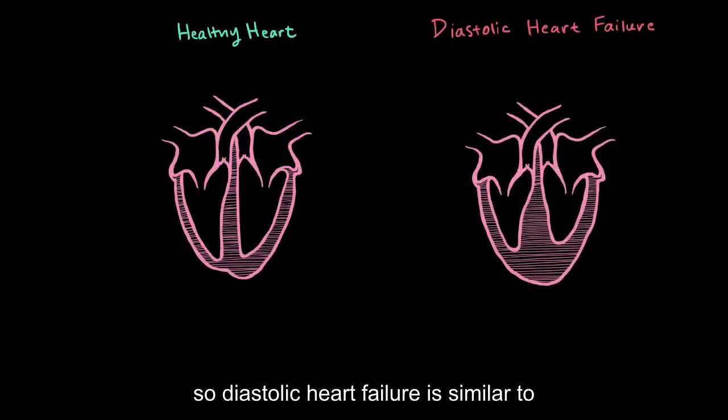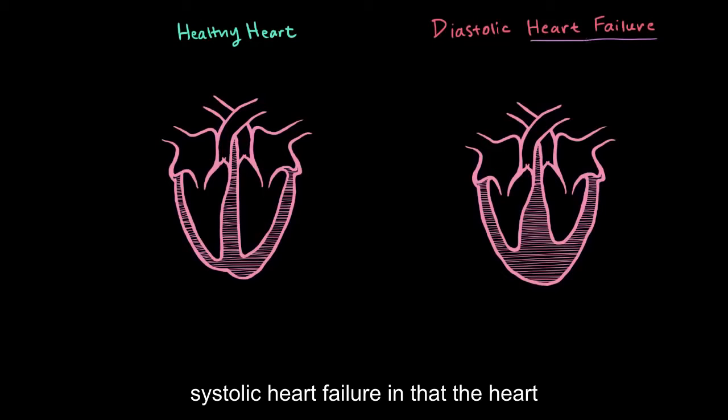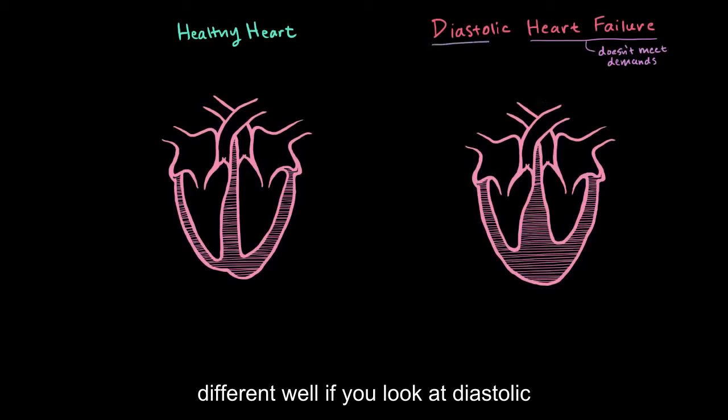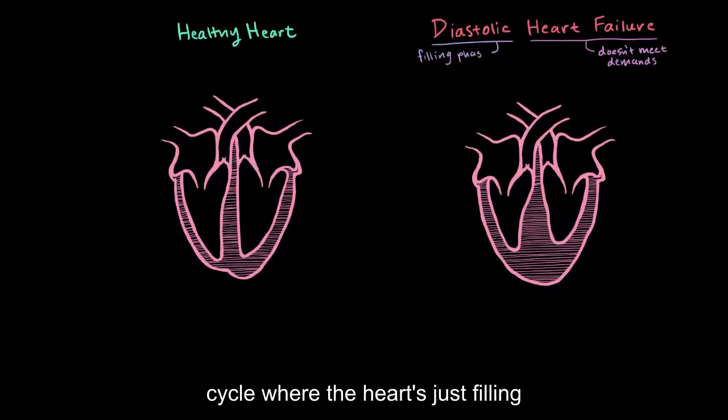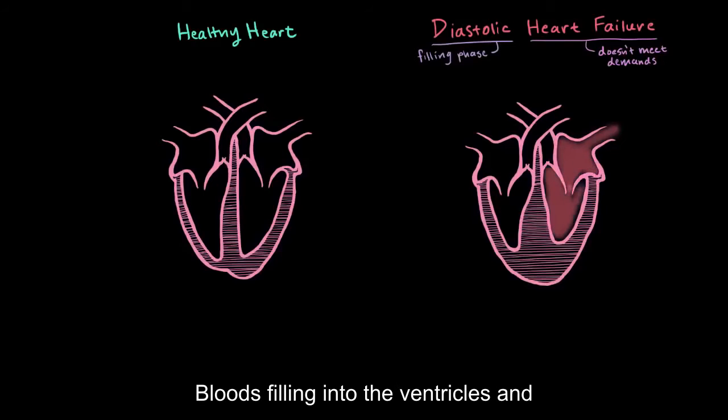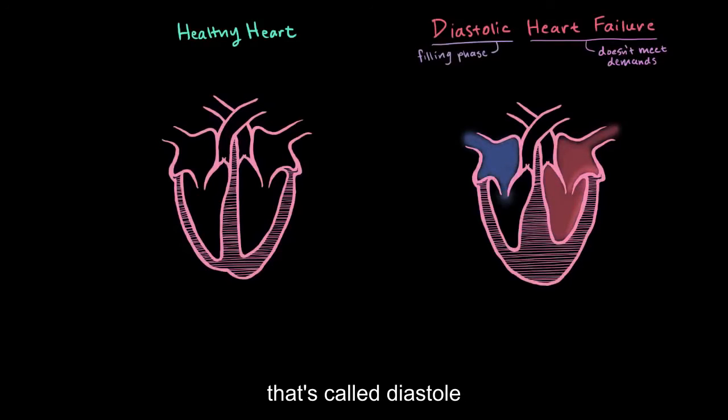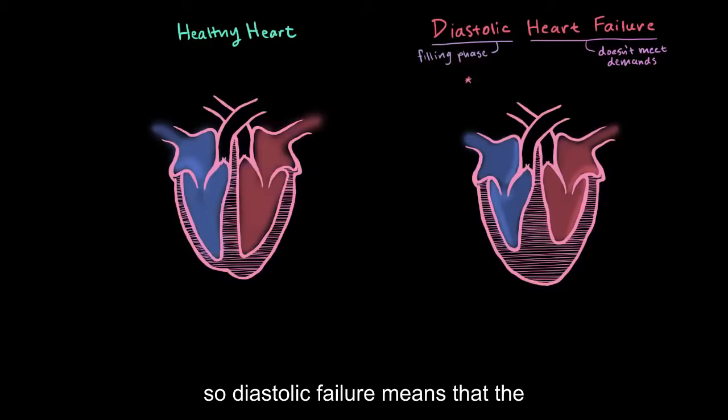So diastolic heart failure is similar to systolic heart failure in that the heart doesn't pump enough blood to meet the body's demands. Okay, but how is it different? Well, if you look at diastolic, that kind of clues us into how it's different. And if we remember that diastole is that phase in the cardiac cycle where the heart's just filling with blood. So the heart's all relaxed and blood's filling into the ventricles, and that's called diastole. So diastolic failure means that the heart's not filling with enough blood.